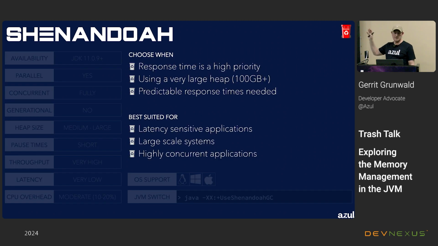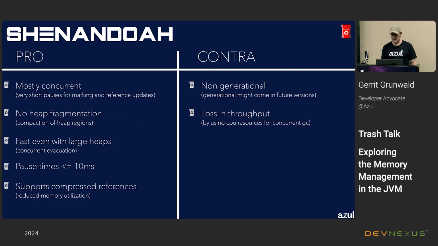So if you really need high response times, very large heaps, predictable response times, then this is a really good collector. If you have latency-sensitive applications, large-scale systems, or highly concurrent applications, then again, this is something you should consider using. But this is not the only one. There are more. We have some pros and cons, of course. It's mostly concurrent. Again, mostly concurrent. There are very short pauses, but probably it's not a problem.